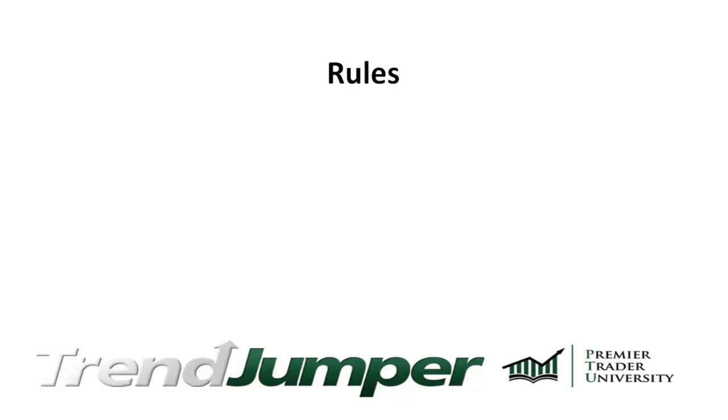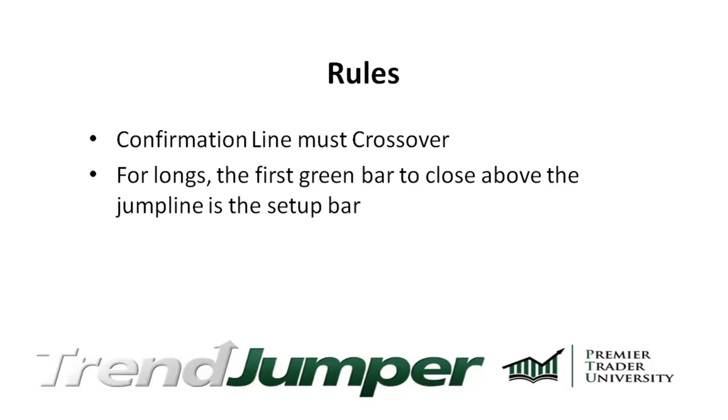Okay, next up are the rules. You're going to see how fast this goes. It's actually very simple. Rule number 1 is that in order for there to be a setup, the confirmation line, the faster moving jump line that's solid and colored white, must cross over and close on the other side of the actual jump line, which is the red dotted line. Once that occurs, for long trades, the first green bar to close above the jump line is the setup bar.